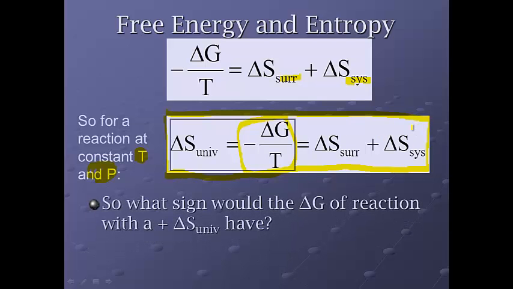So, okay, what sign would the delta G of a reaction have? If the delta S of the universe is positive, it's going to have to be negative. Okay, so this is important. If something is going to be spontaneous, we now have a situation where we know the entropy is going to be positive, and we know that the delta G is going to be negative. Okay, so that's going to help us drive that.